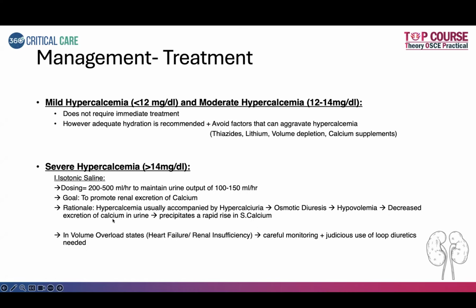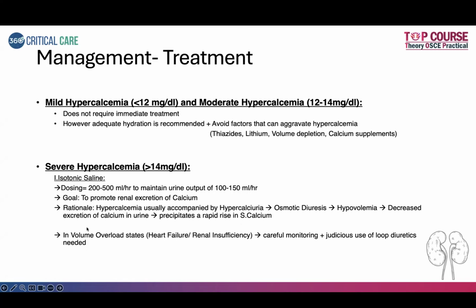I'll repeat it once more. Hypercalcemia usually is accompanied by hypercalciuria. Hypercalciuria produces an osmotic diuresis, which leads to hypovolemia. Now, because of this hypovolemia, there is going to be a decrease in excretion of calcium in urine, and that precipitates a rapid rise in the serum calcium levels.